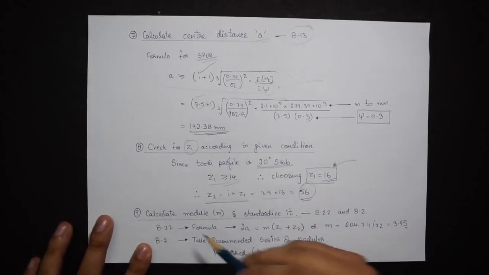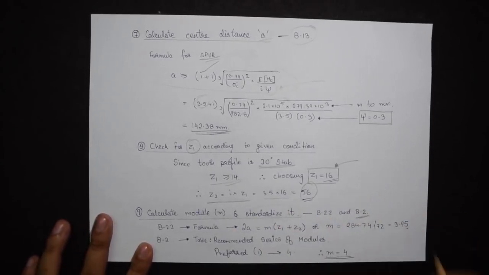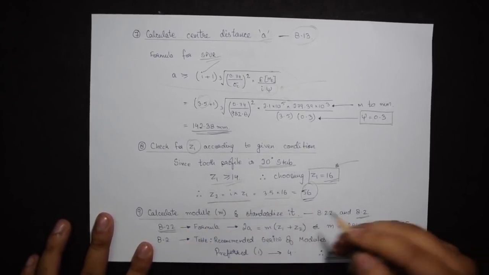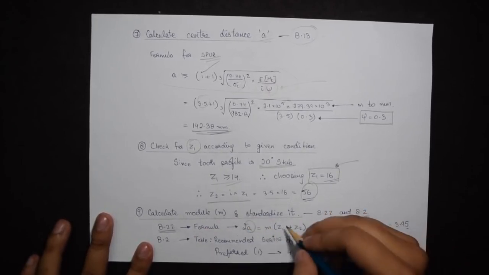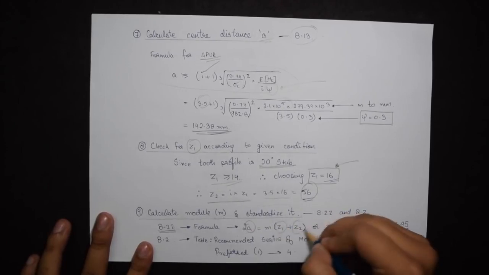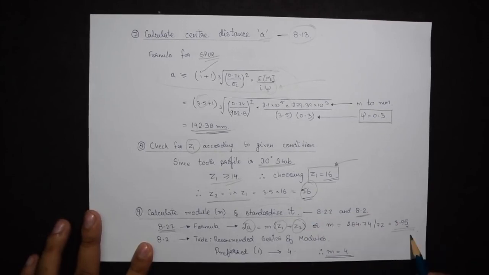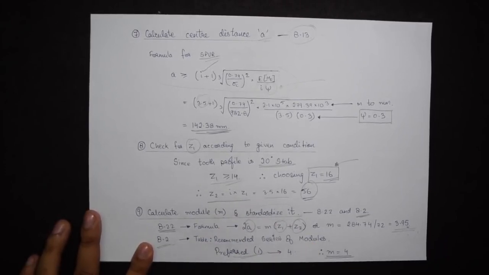Now let us calculate the module M and then standardize it from 8.2. The formula for module M is given on page 8.22. So we have the value of A, which we just found out, and the values of Z1 and Z2. My module becomes 3.95. Jumping onto page 8.2 right now, under the table recommended series of modules, under the preferred one column, there is no 3.95. Therefore, the next value which I'll be choosing is M equal to 4.